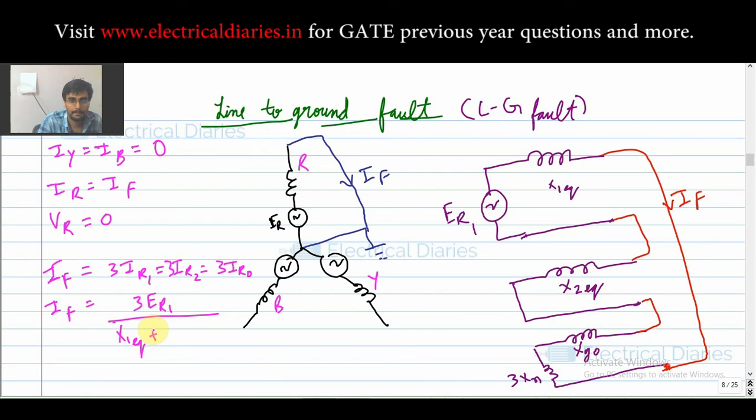See, I am calculating IF using this circuit diagram, and using this you can easily find out that IF will be ER1 divided by these reactances in series, plus Xg0, that is the generator zero sequence reactance, plus your 3xn. This 3xn will come only if this is a grounding with some reactance xn. There will be a video on grounding in fault cases, so please refer to that video if you are not getting this.